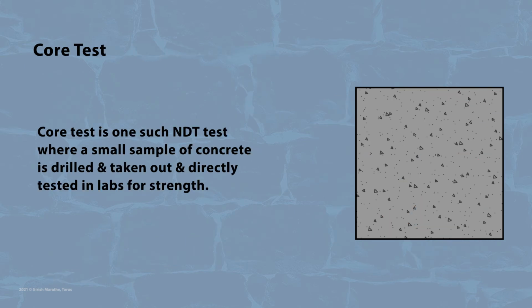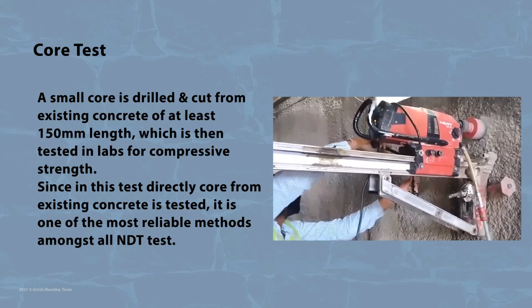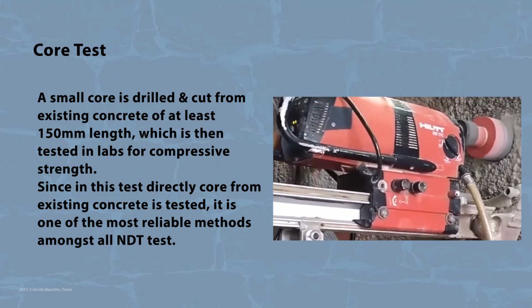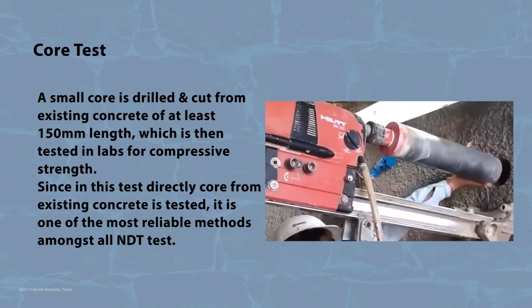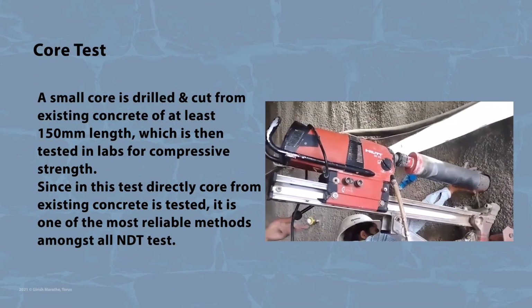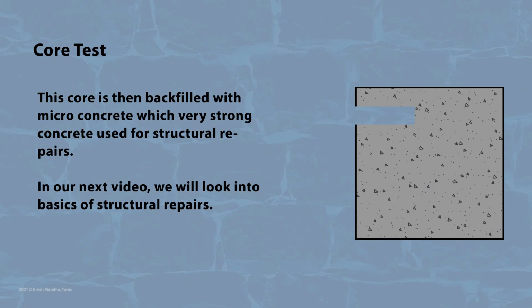Core test is one such test where a sample of concrete is drilled and taken out directly to be tested in labs for strength. A small core is drilled and cut from existing concrete of at least 150 mm length, which is then tested in labs for compressive strength. Since in this test a core directly from existing concrete is tested, it is one of the most reliable methods amongst all the tests. This core hole is then backfilled with microconcrete, which is a very strong concrete used for structural repairs. In our next video, we will look into the basics about structural repairs.